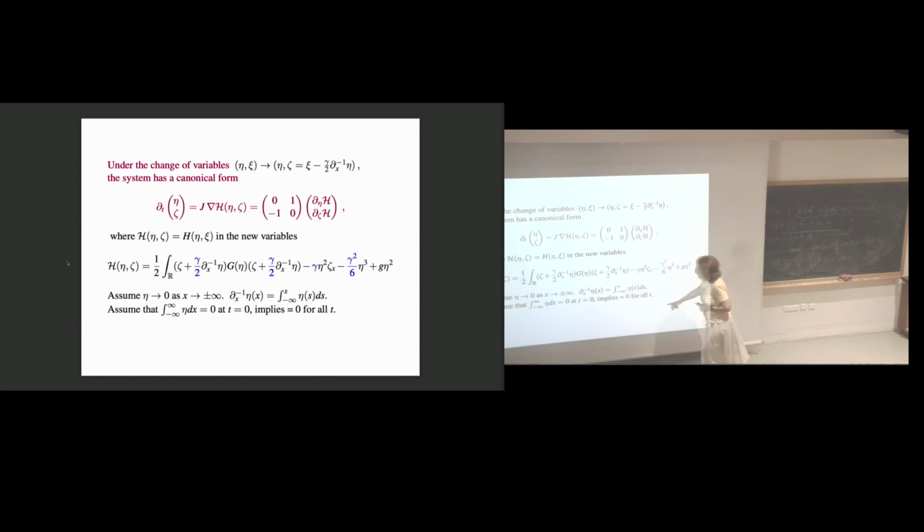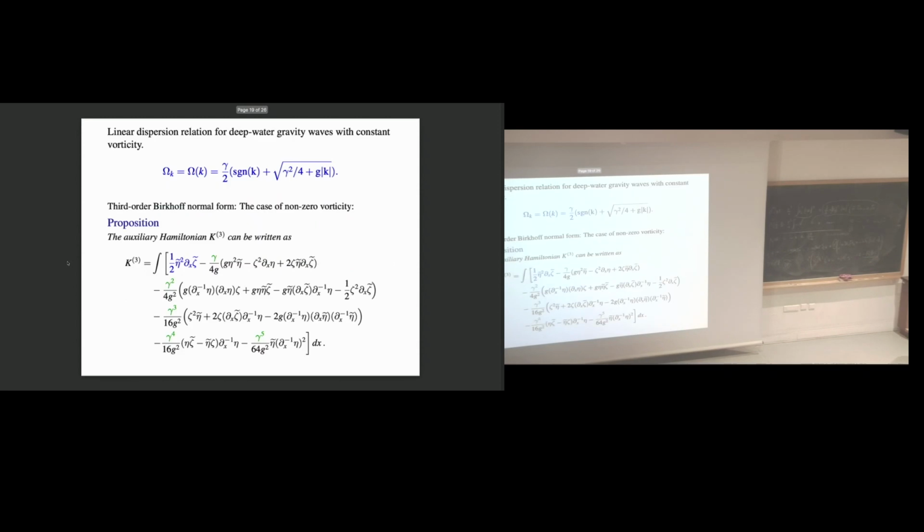Okay, and one can define this operator dx to the minus one, because eta tends to zero at infinity, and since it is zero, you can always assume that it is zero at the origin, and it stays zero. So this quantity is well defined. And finally, in terms of important formulas, the linear dispersion relation is here, it's modified. So G K is the usual one, and the two additional terms are the new terms due to the presence of the vorticity.